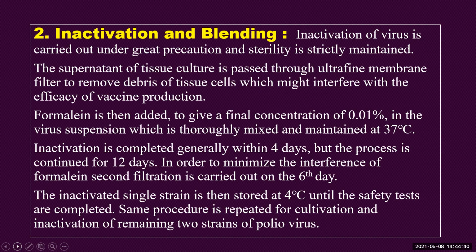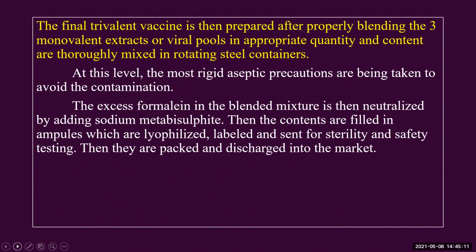In order to minimize the interference of formalin, a second filtration is done on the 6th day to remove the formalin. The inactivated single strain is stored at 4 degrees until the safety tests are completed. The same procedure is repeated for cultivation and inactivation of the remaining 2 strains of poliovirus. That means all the 3 types of strains, type 1, type 2, type 3 are grown separately. Virus pool is collected separately and inactivated and then they are mixed.